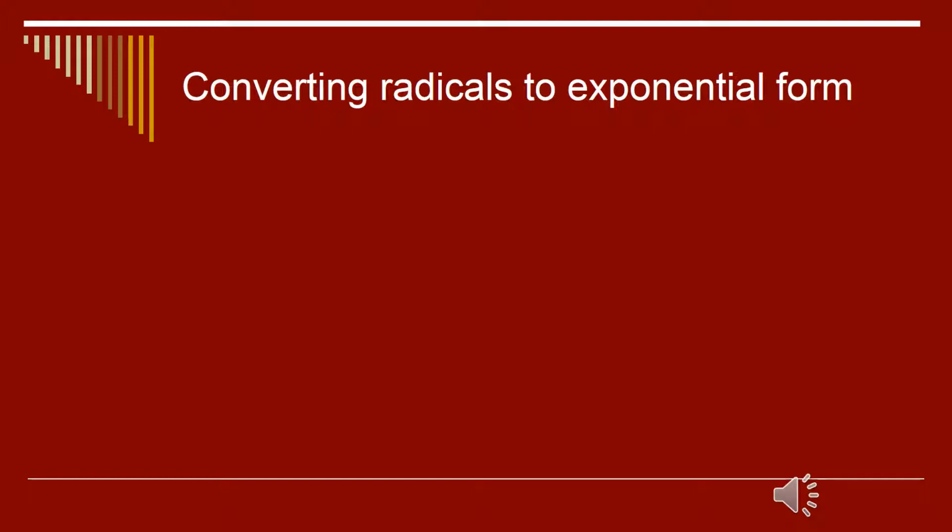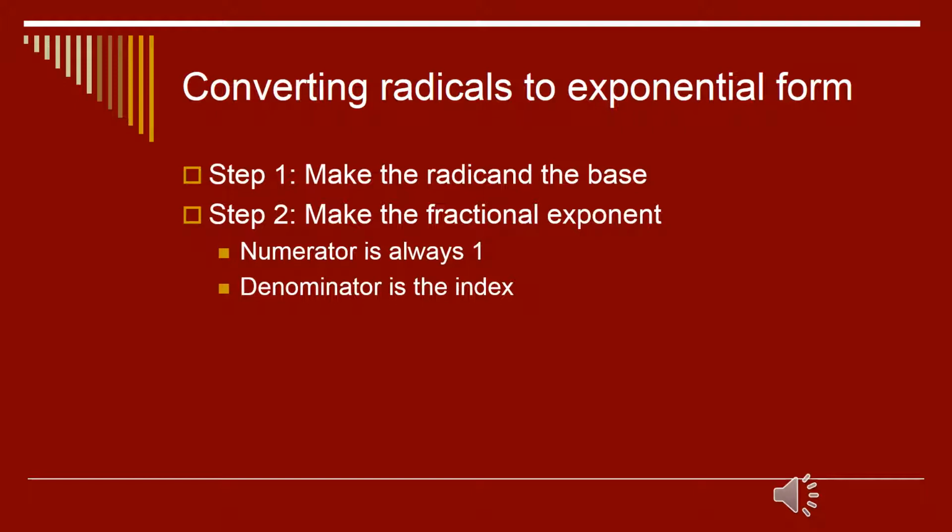Converting radicals to exponential form starts with making the radicand the base. In essence, you're going to be working backwards from our last set of instructions. Then, we make the fractional exponent. Your numerator is always going to be 1, and your denominator is going to be the index. Then you need to evaluate.